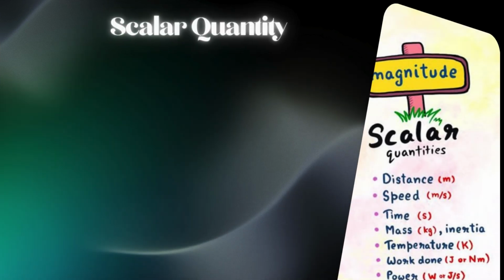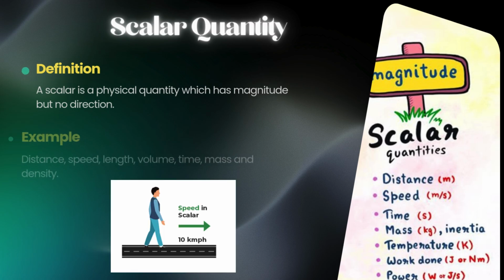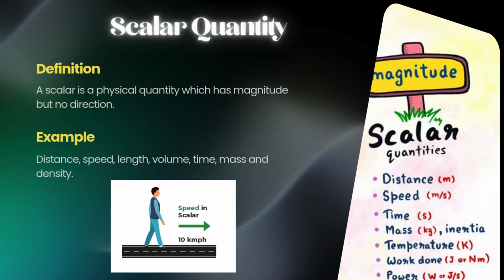What is scalar quantity? A scalar quantity is a physical quantity which has magnitude but no direction. As an example, distance, speed, length, volume, time, mass, and density. All the examples just have the magnitude but no direction.